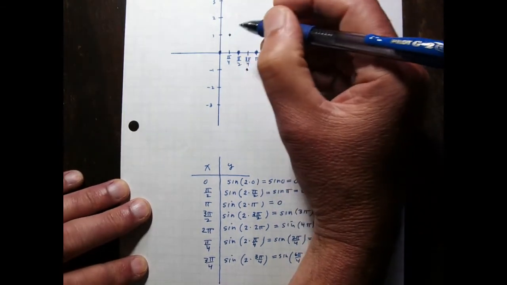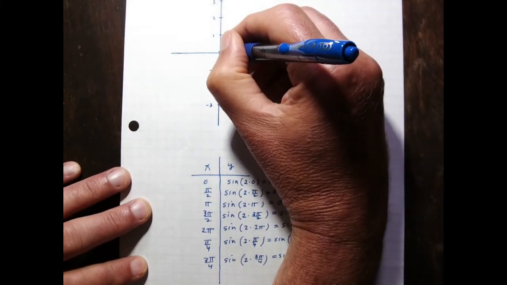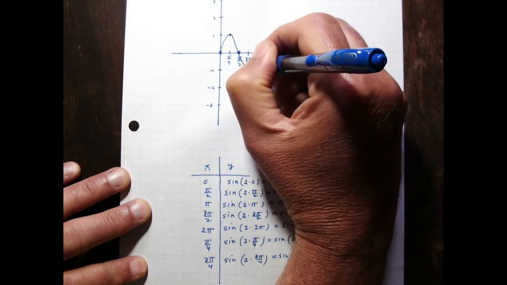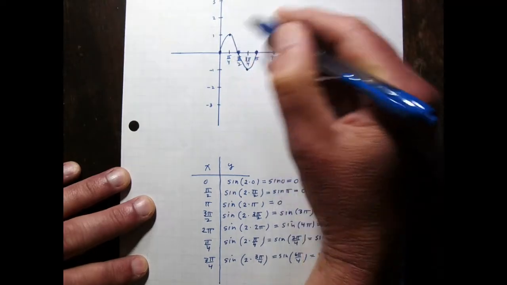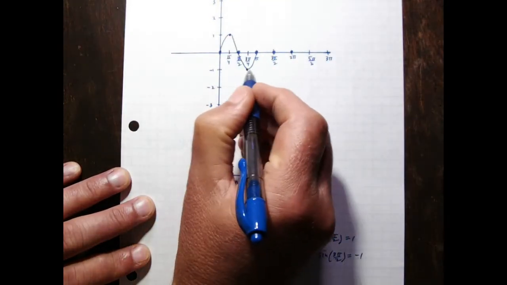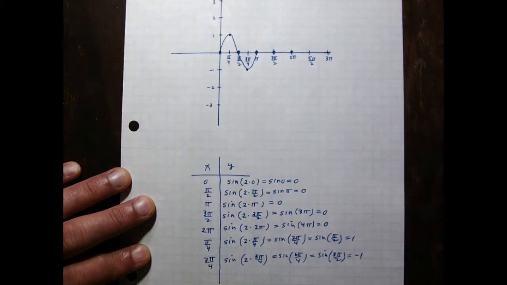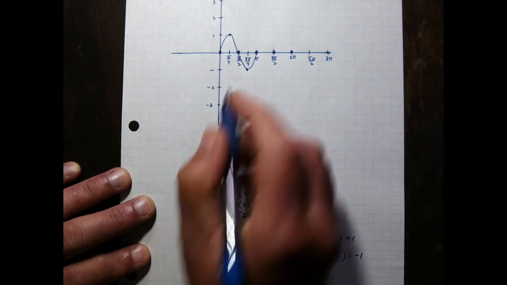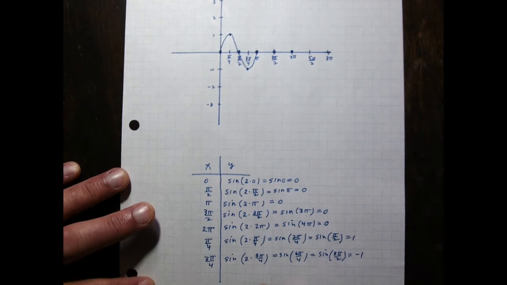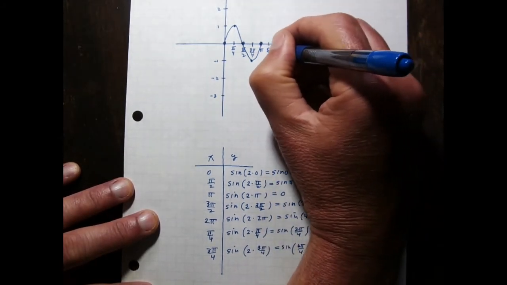Now, I don't think it's totally obvious yet, but I am going to jump ahead here a little bit. We're getting this kind of shape for our graph. What's happened is one period has been compressed, and we're going through one period of this graph just from x equals 0 to x equals pi, instead of having to go 2 pi full units. And if I check, let's try 5 pi over 4.